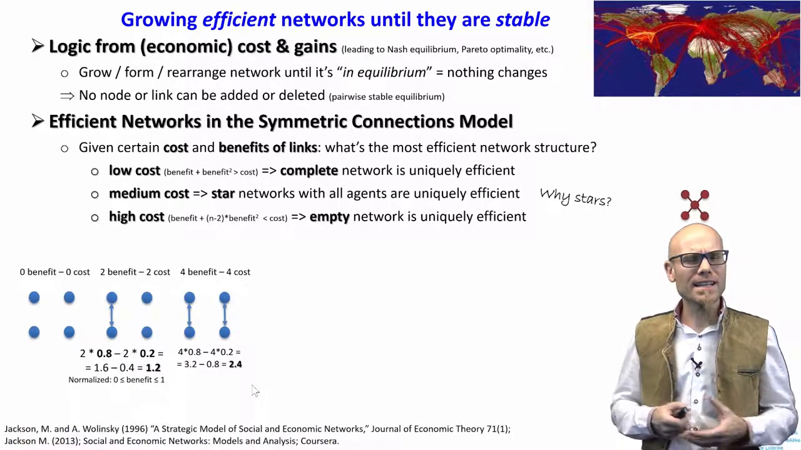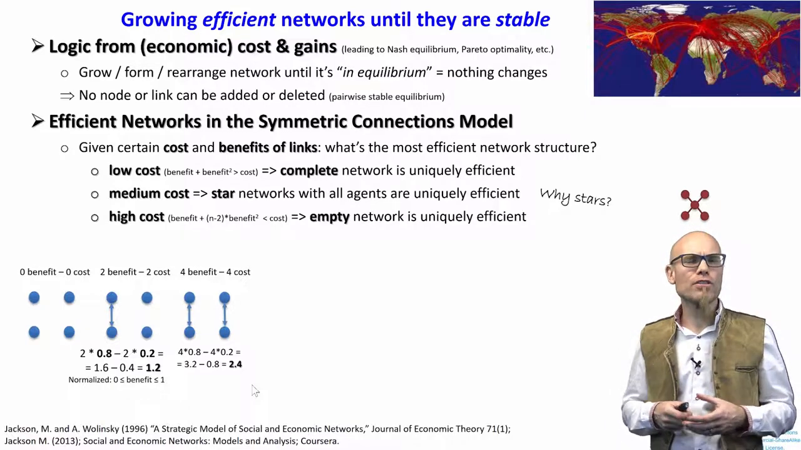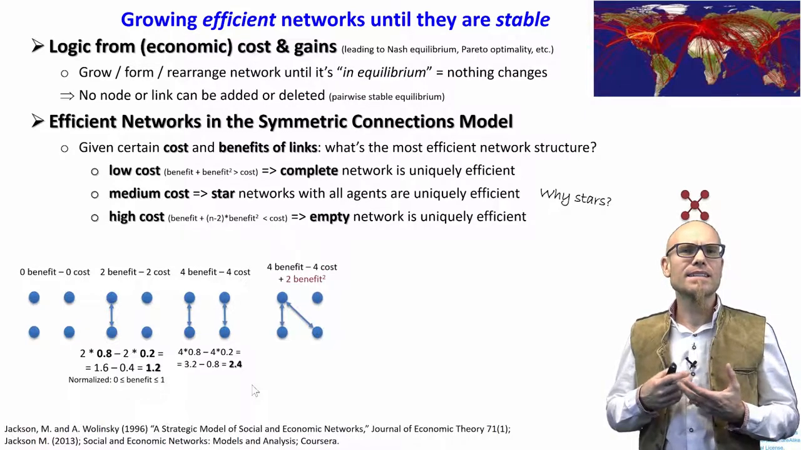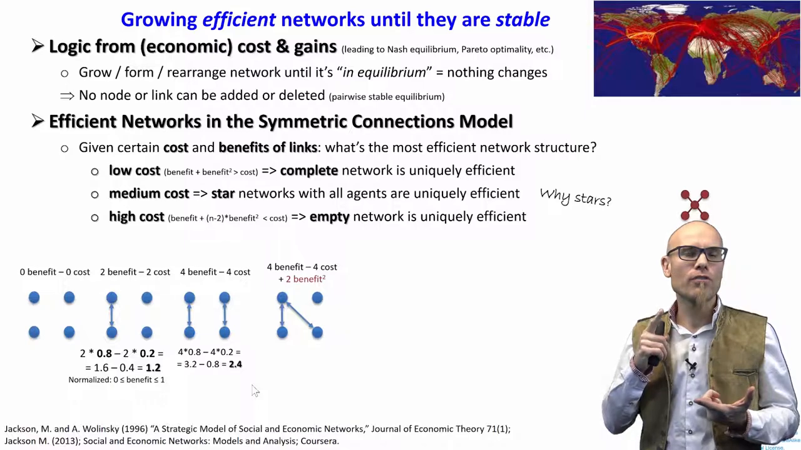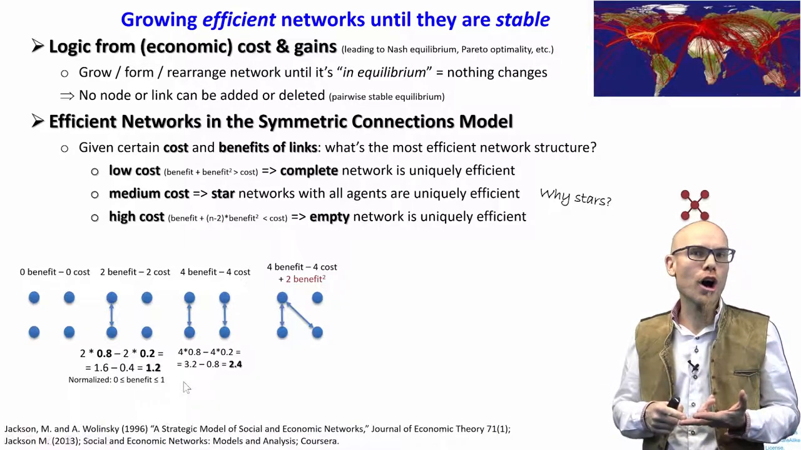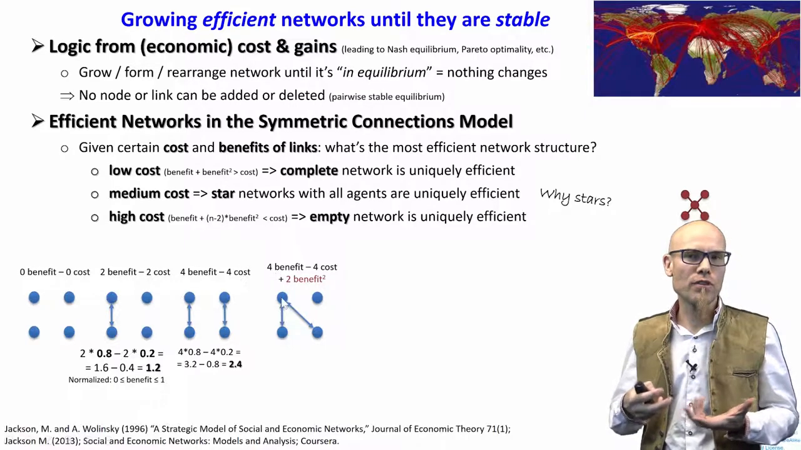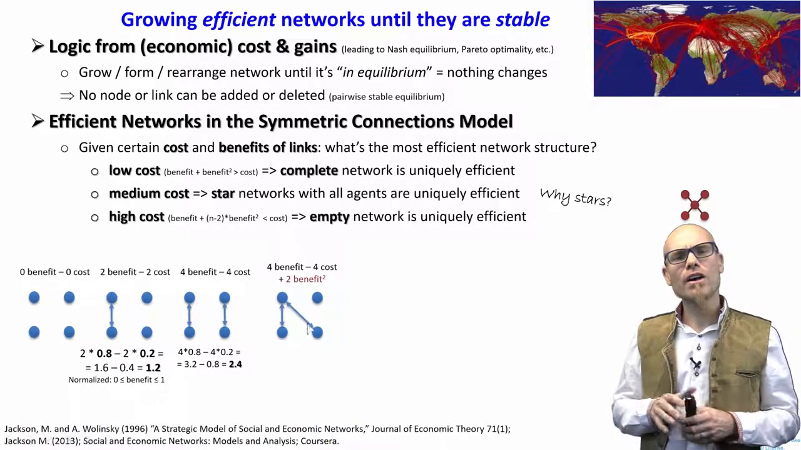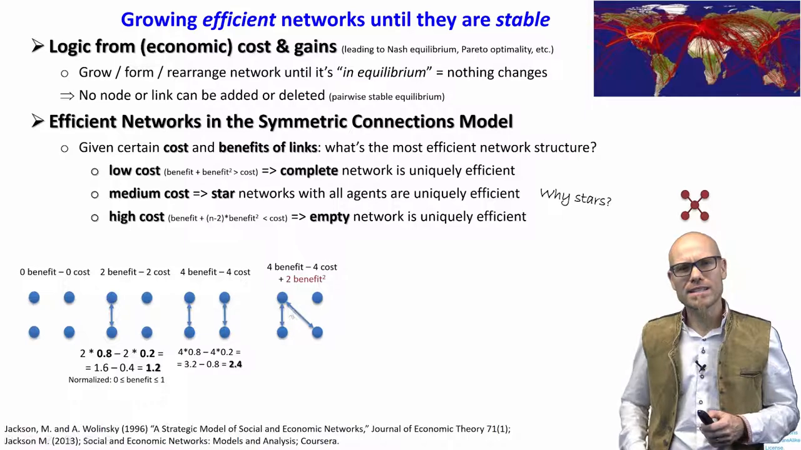What if I make the second link like this? So I connect the second link differently. Now I also have four benefits, the four arrows, right? And four costs. These four arrows have benefits and costs. But now I have also indirect benefits.